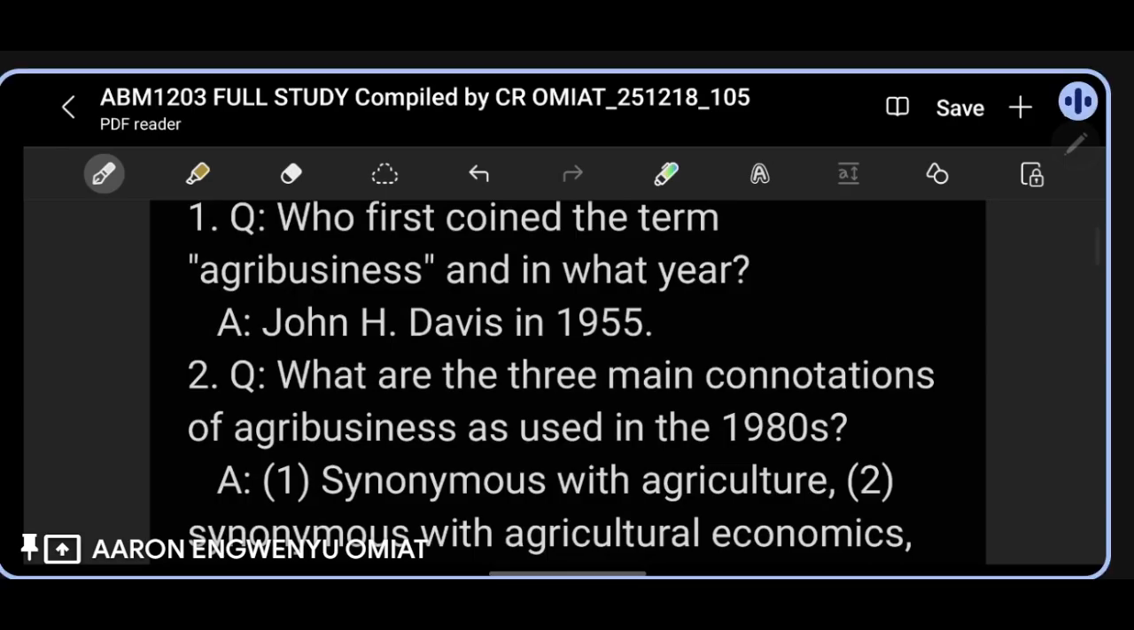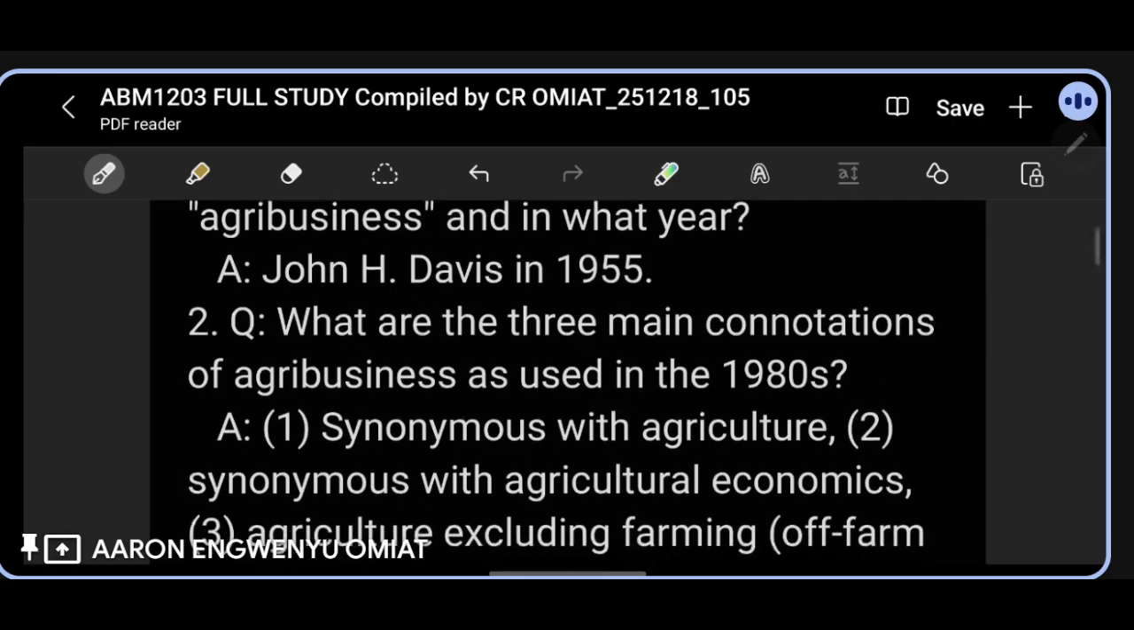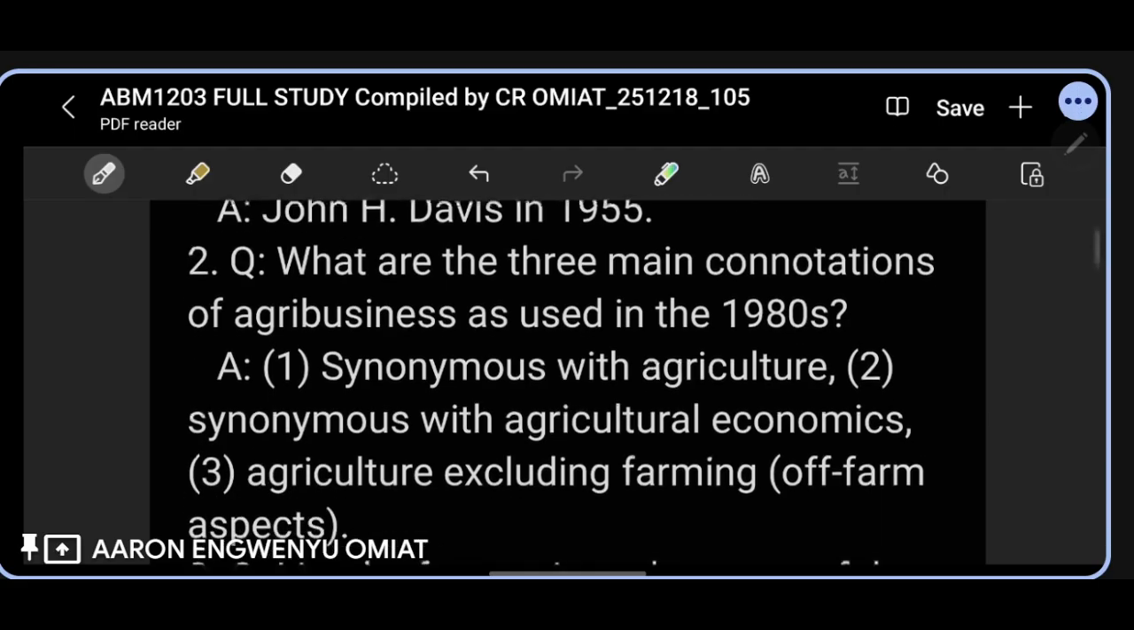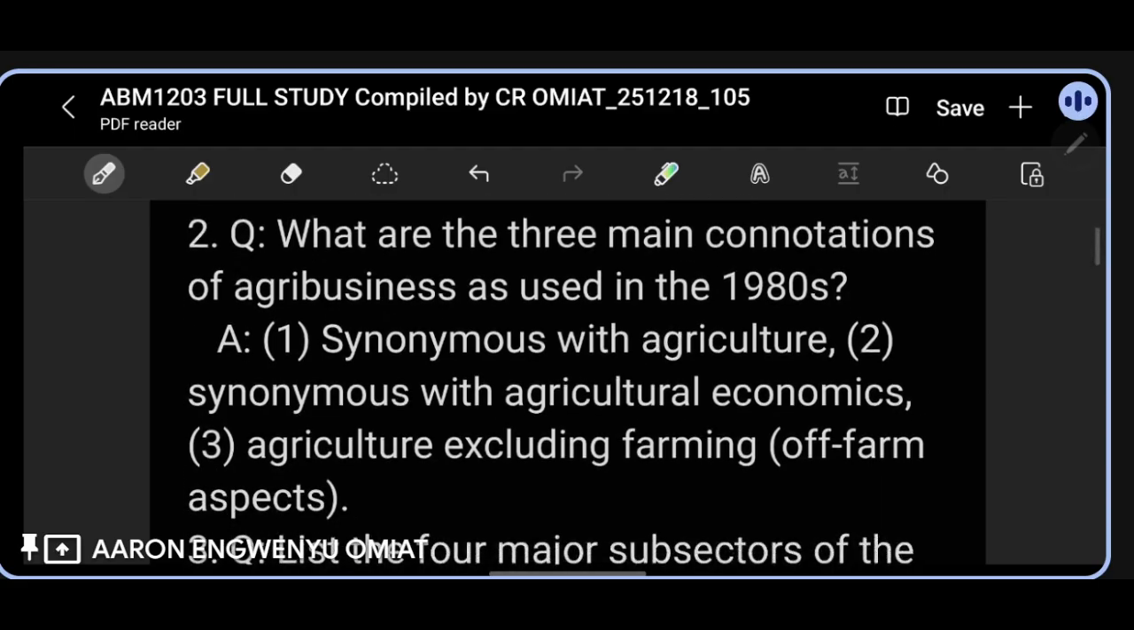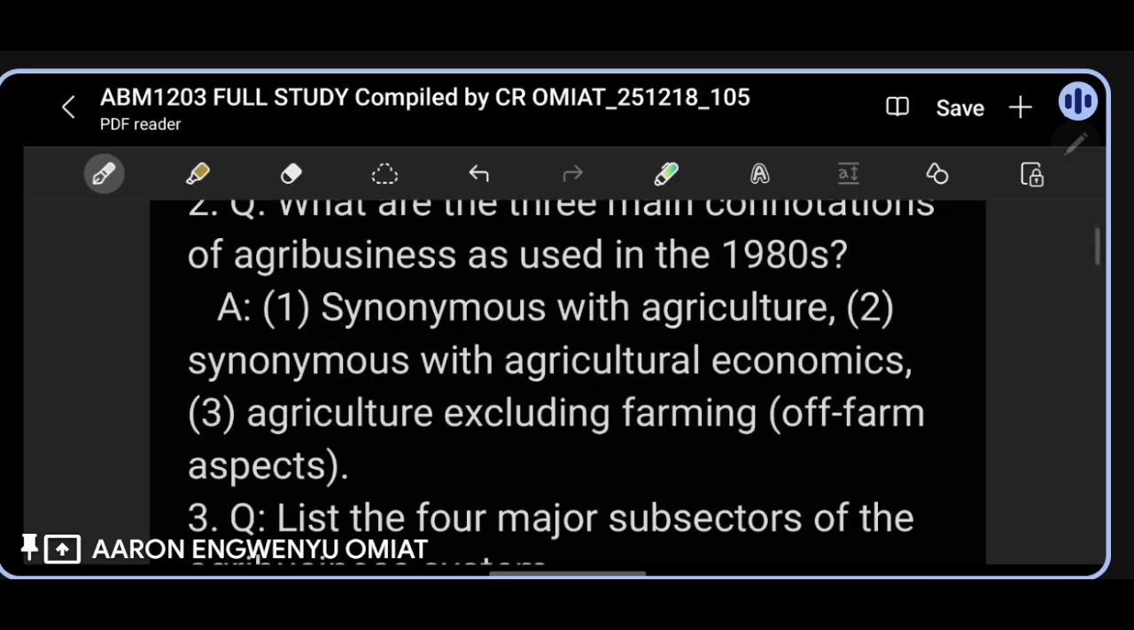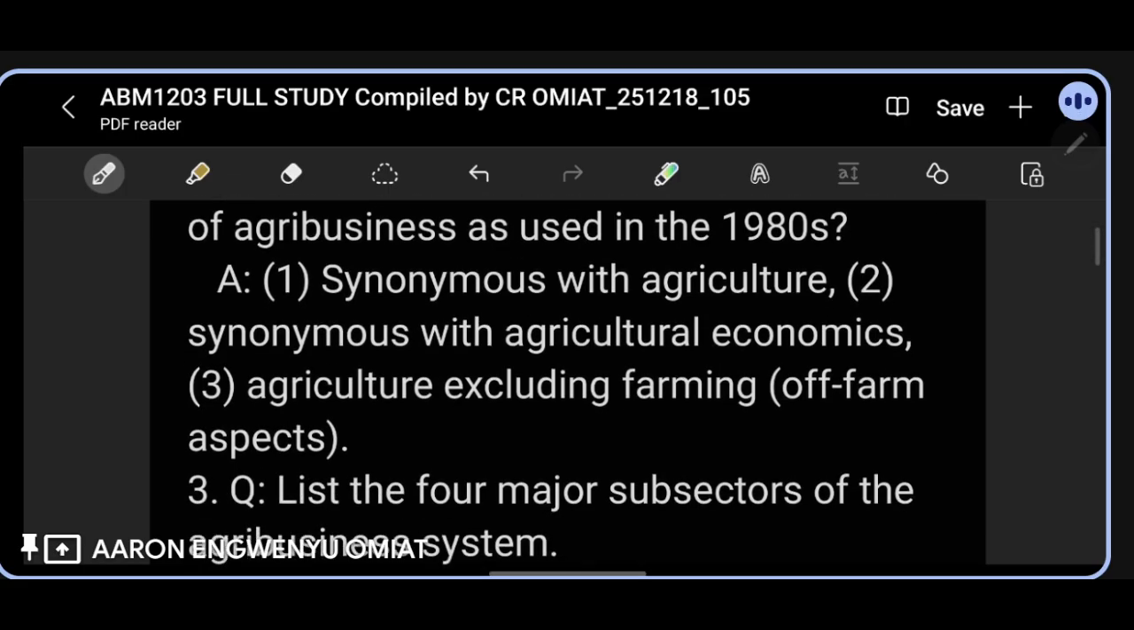This one, let me skip it. What are the three main connotations of agribusiness as used in the 1980s? People thought agriculture was the same as agribusiness, or thought of it as agricultural economics, or agriculture excluding farming. And these were all sort of not correct. That's why I don't focus on them.